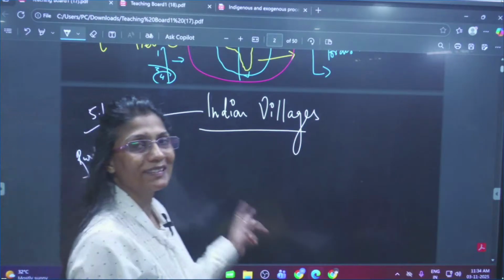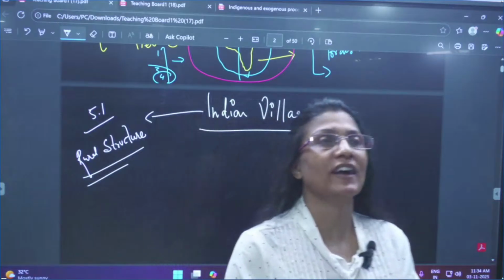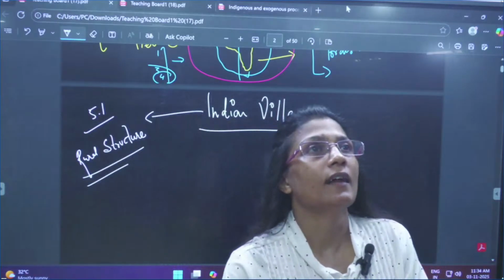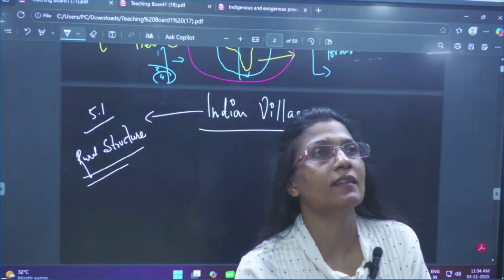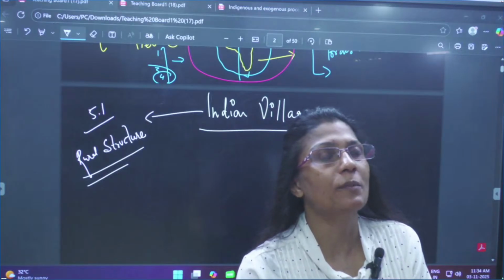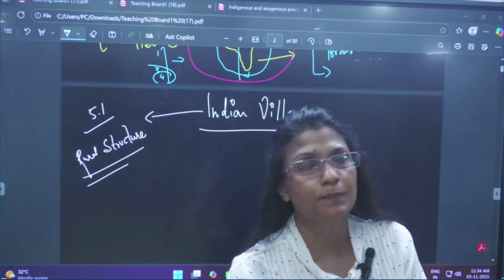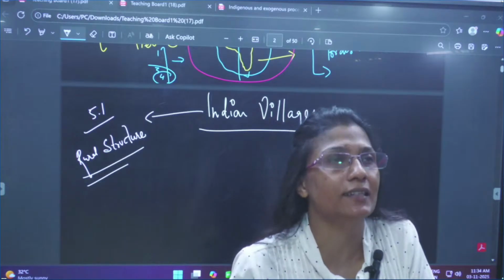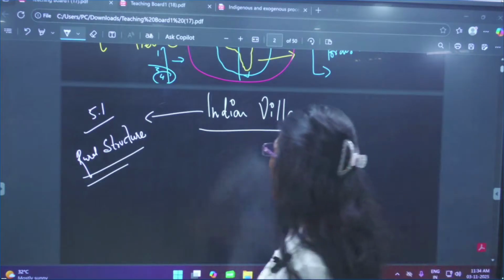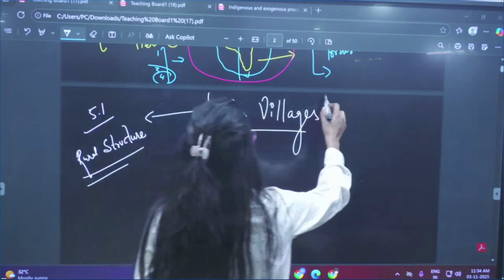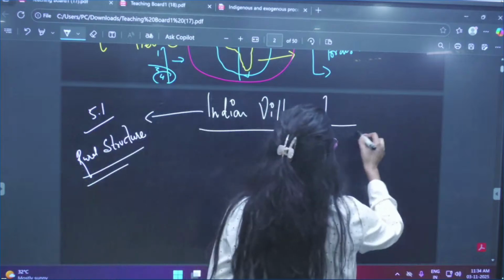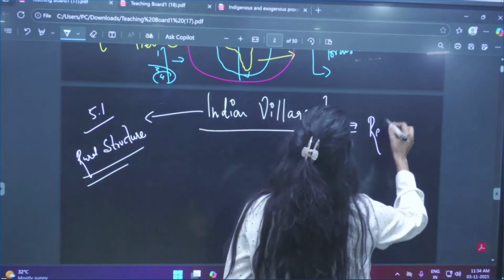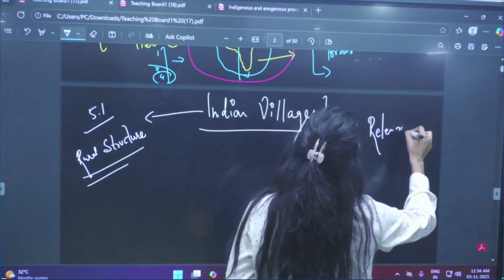So if you will see your topic 5.1, you would find that we must have clarity over Indian villages and the sociological study. First of all, it is crucial to understand why we are reading it. What is the relevance of it?